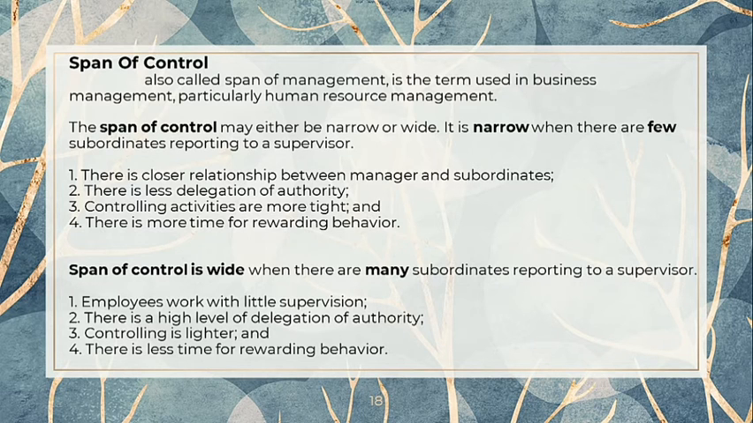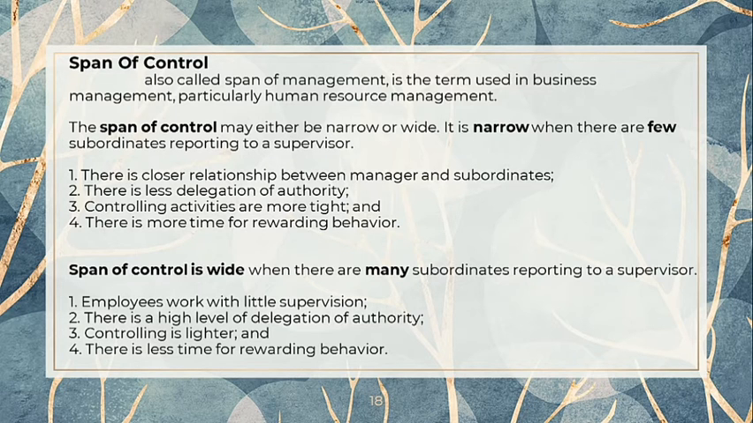It is narrow when there are few subordinates reporting to a supervisor. Number one, there is a closer relationship between manager and subordinates. Number two, there is less delegation of authority. And number three, controlling activities are tighter and there is more time for rewarding behavior.